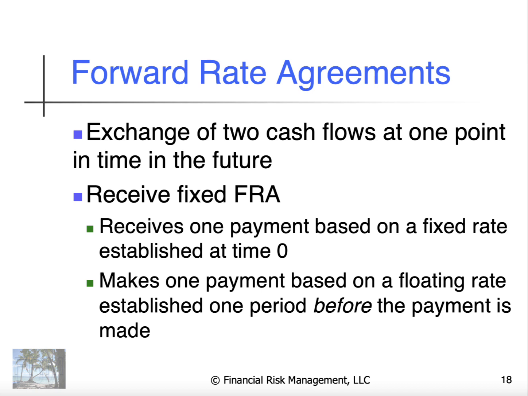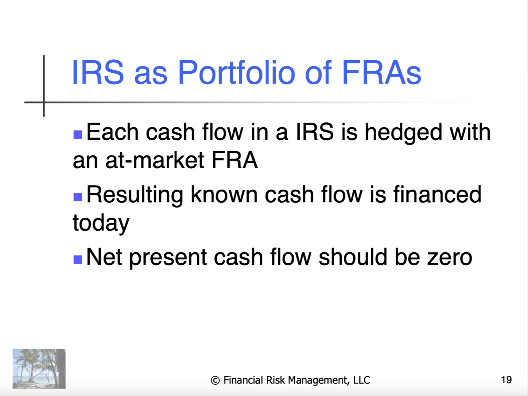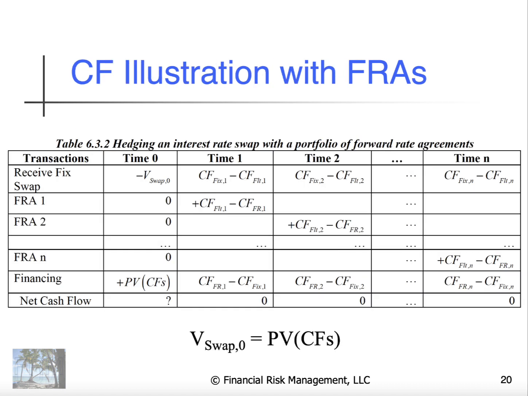It receives one payment based on the fixed rate established at time 0, and makes one payment based on the floating rate established one period before the payment is made. And so each cash flow in an interest rate swap is hedged with an at-market FRA. The resulting known cash flows are financed today. The net present value of these cash flows should be 0.